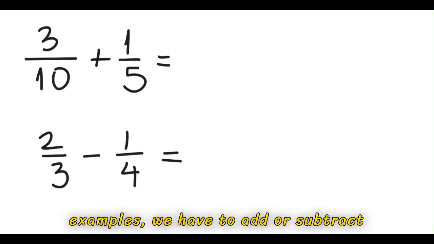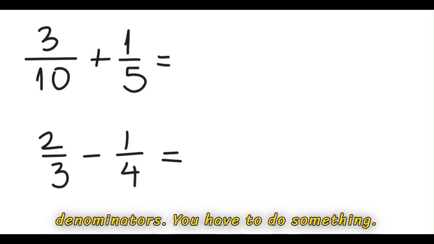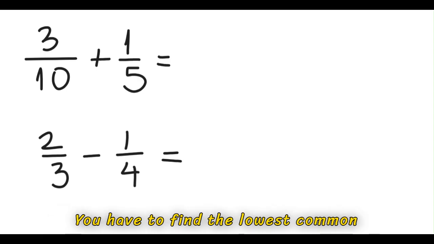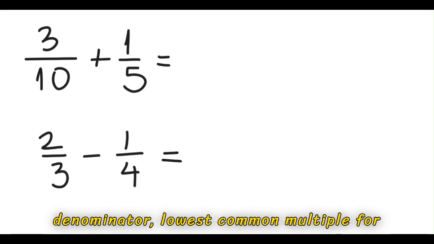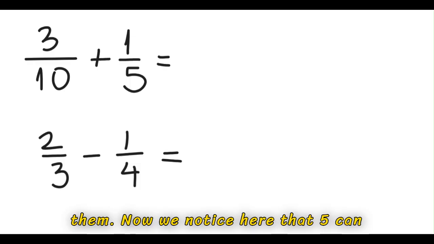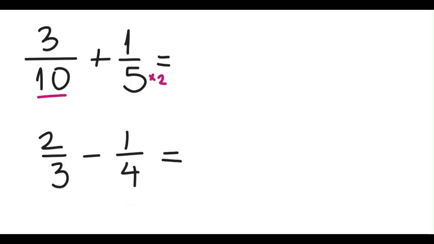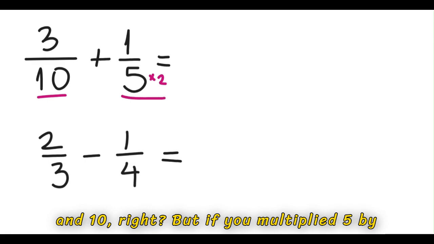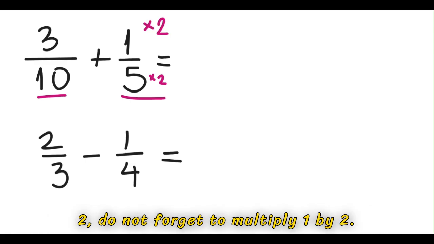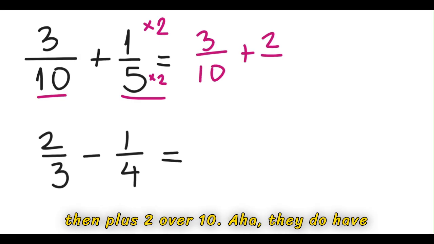In these two examples, we have to add or subtract fractions that do not have same denominators. You have to do something. You have to find the lowest common denominator, lowest common multiple for the denominators, so that you can add them. Now we notice here that 5 can be multiplied by 2, so that we have 10 and 10, right? But if you multiplied 5 by 2, do not forget to multiply 1 by 2. So that turns into 3 over 10 and then plus 2 over 10.